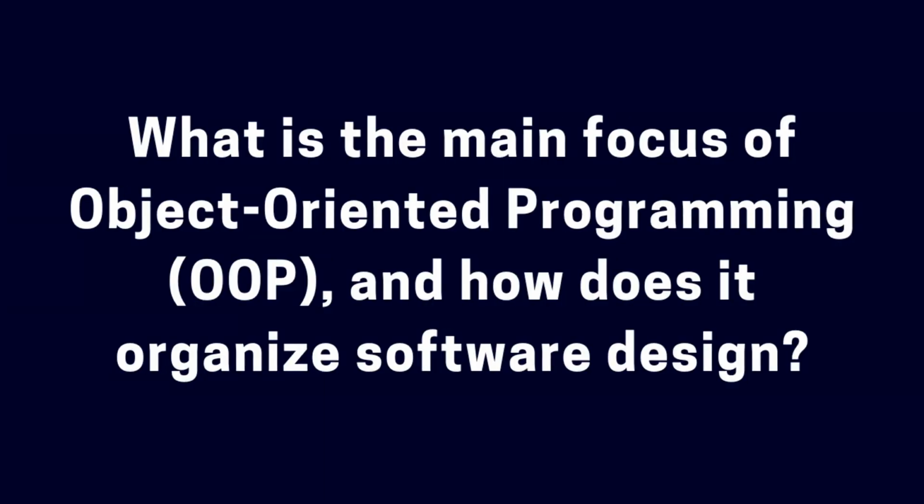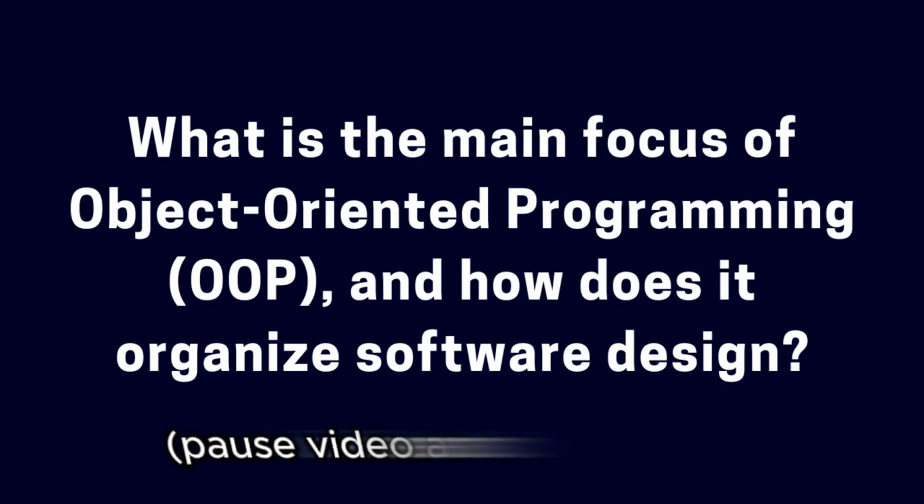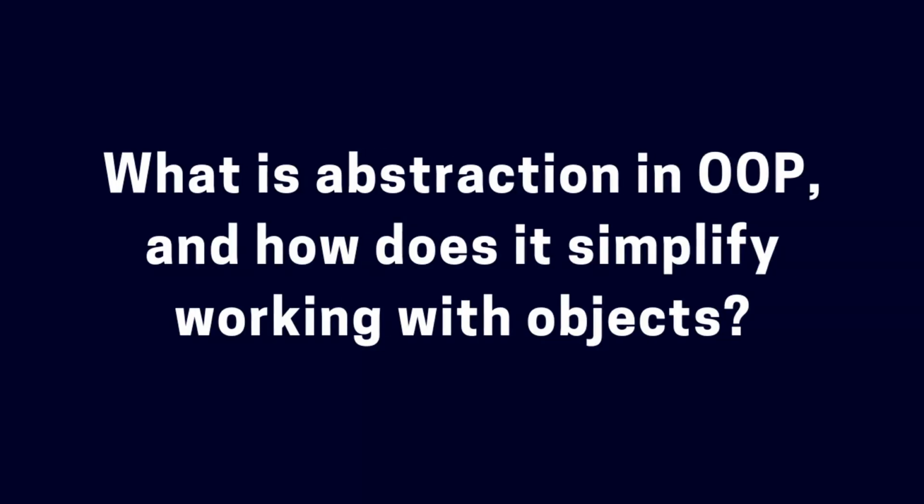What is the main focus of object-oriented programming, and how does it organize software design? The main focus of object-oriented programming, also referred to as OOP, is on objects, which group related data and behavior into a single unit. This helps organize software design by bundling properties and methods together, making code easier to manage, understand, and reuse. What is abstraction in OOP, and how does it simplify working with objects?